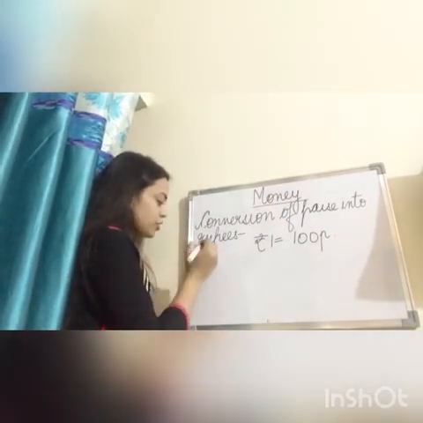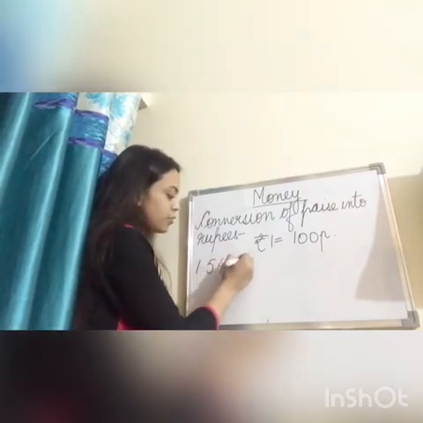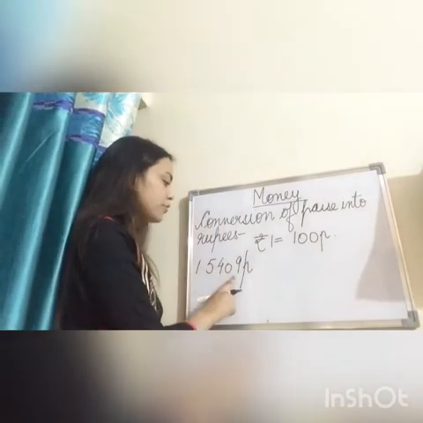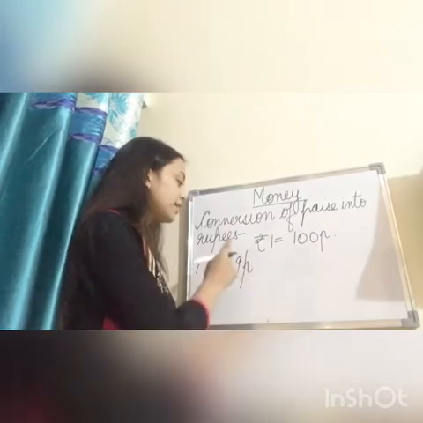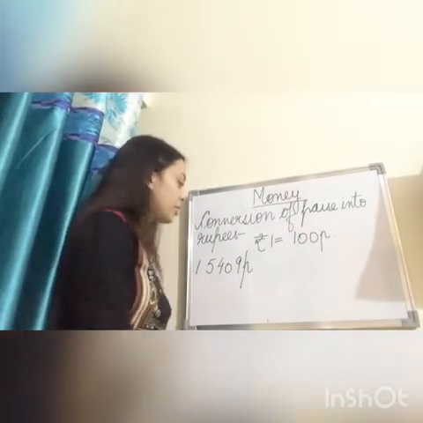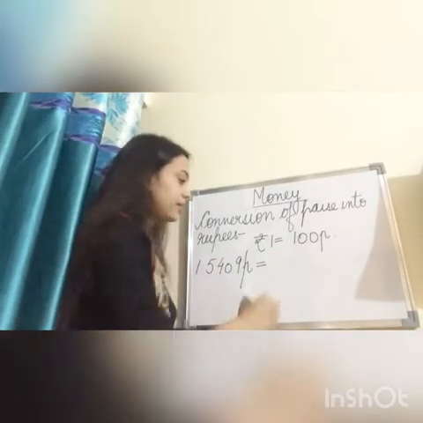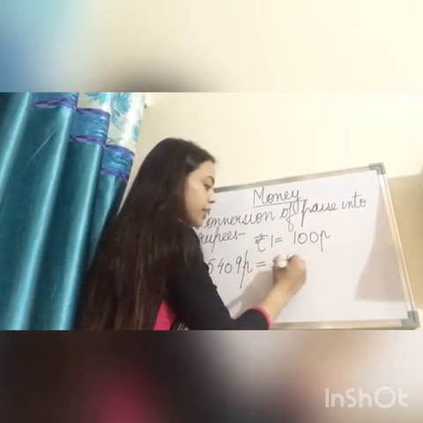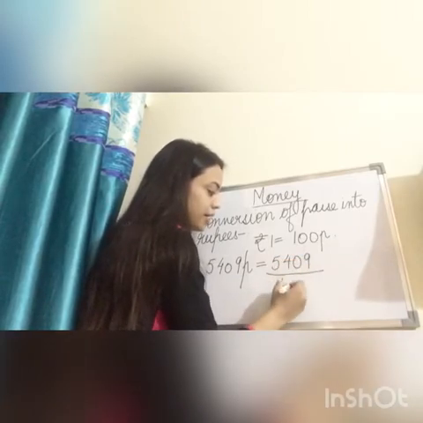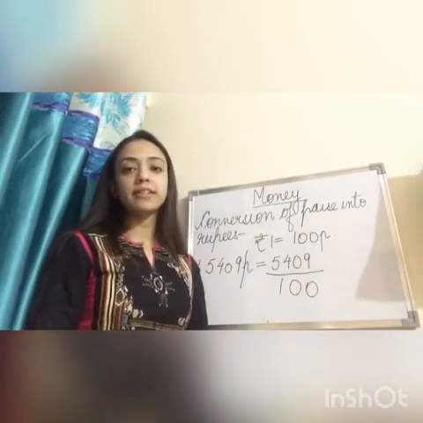So the first question, 5409 paise. Now this amount we have to convert into rupees. So what are we going to do now? We will divide this number by 100. So 5409 divided by 100. This line, the fraction line, is also known as the dividing bar.